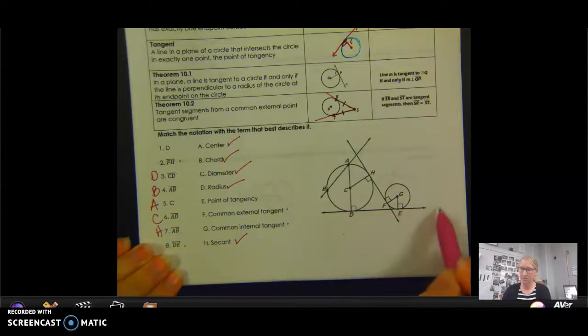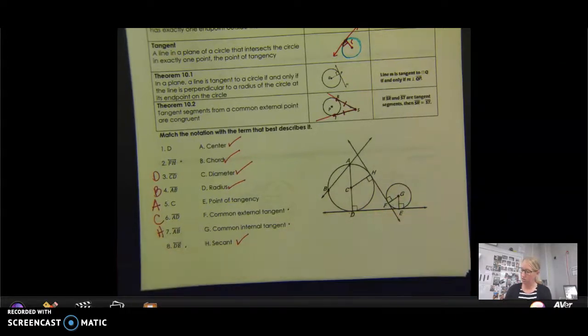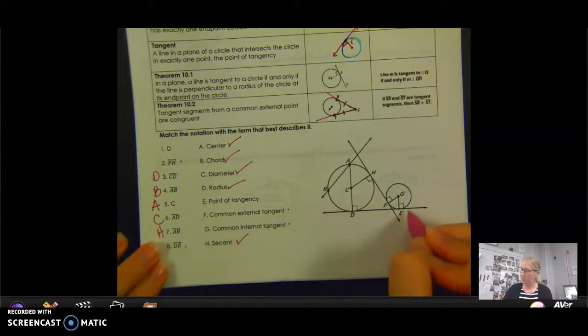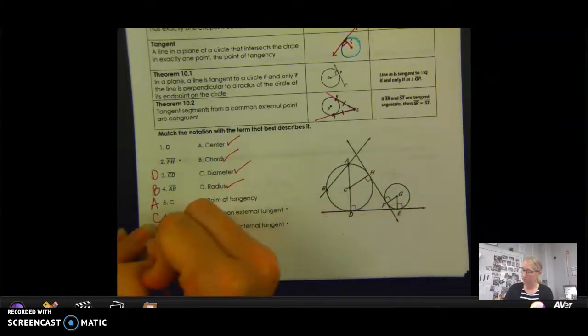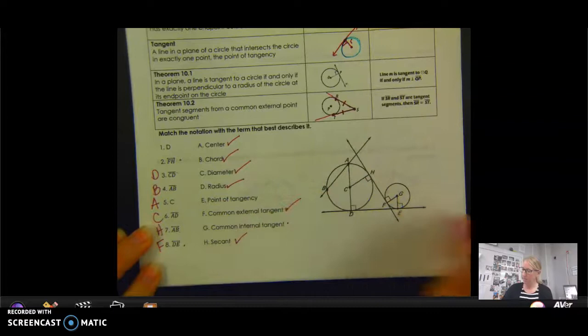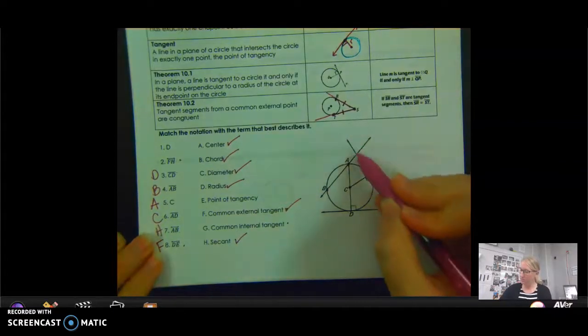So that's a common tangent because it hits two circles. But this is on the outside. It's external. It's not going through the center of the two circles. So that would be a common external tangent. So D to E is a common external tangent. Common internal tangent would be it goes in between.